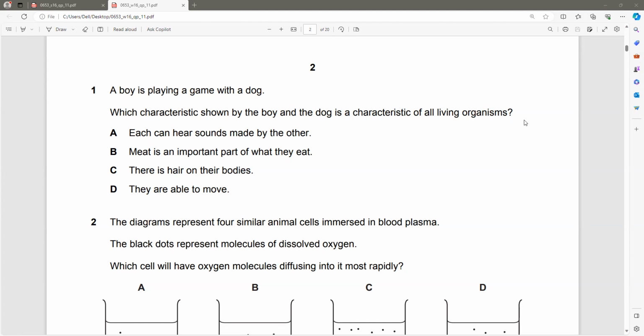So first option, all of you read. Each can hear sounds made by the other. Meat is an important part of what they eat. There is hair on their bodies. They are able to move. So what is the important one? Anybody? Which characteristic shown by the boy and the dog is a characteristic of all living organisms? Of course, it means animals.